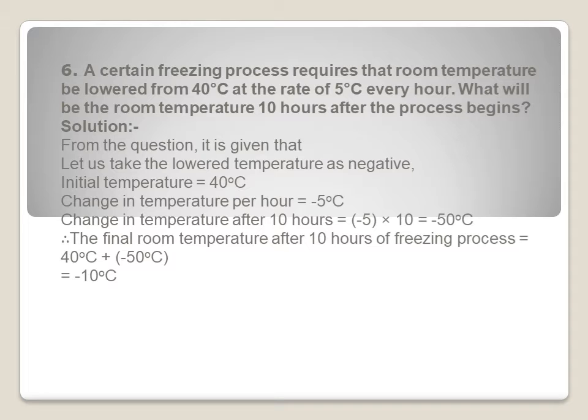And what process? Immediately it cannot be decreased. So slowly the process will continue from 40 at the rate of 5 degrees centigrade per hour, means 40 will be decreased to 35 in 1 hour. Then in the second hour it will be reduced by 5 more degrees, that is 30 degrees. So this process will continue and we have to find out the temperature after 10 hours. The process begins. Hope you understand the question.